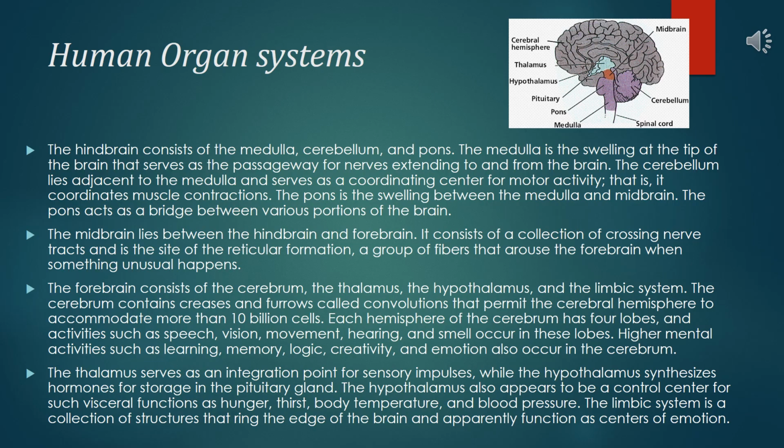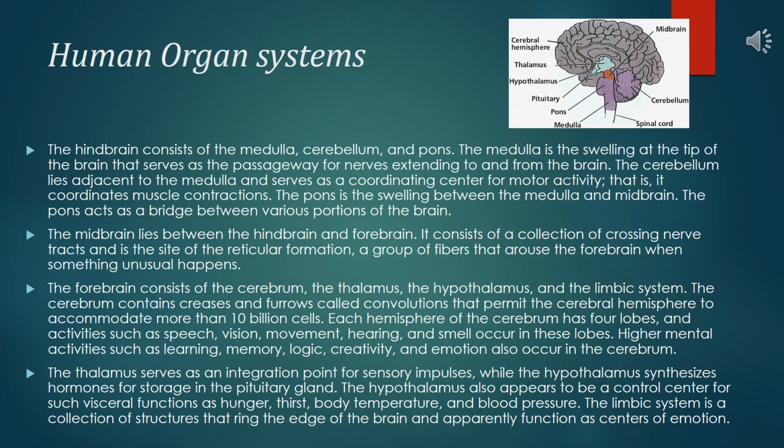The medulla is the swelling at the tip of the brain that serves as the passageway for nerves extending to and from the brain. The cerebellum lies adjacent to the medulla and serves as a coordinating center for motor activity. That is, it coordinates muscle contractions. The pons is the swelling between the medulla and midbrain. The pons acts as a bridge between various portions of the brain.